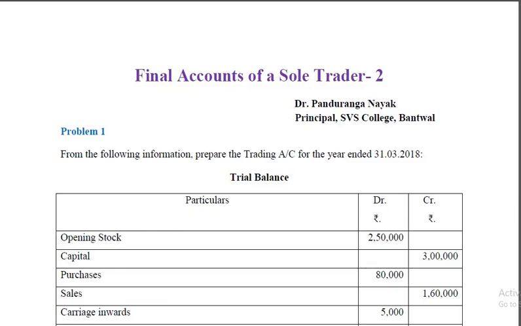Dear students, in our last video, we have learned what is meant by final accounts of a sole trader, what is a trading account, what is a profit and loss account, how they are prepared, the format of trading account and format of profit and loss account, and the arrangement of assets and liabilities in the balance sheet, like in the order of liquidity and order of permanence, etc. In this video, let us know how to prepare trading account with the help of certain problems.